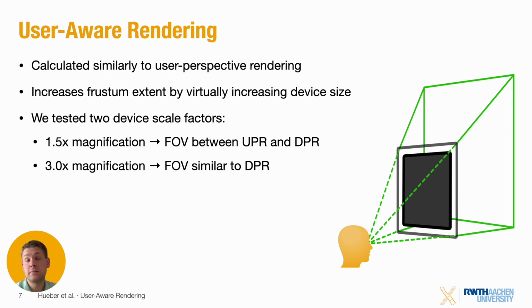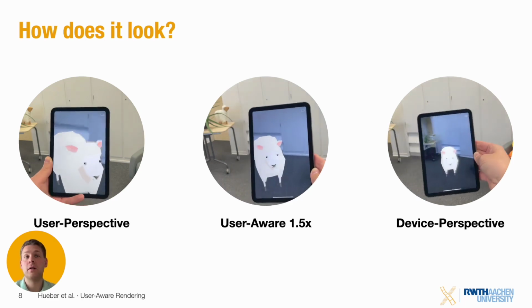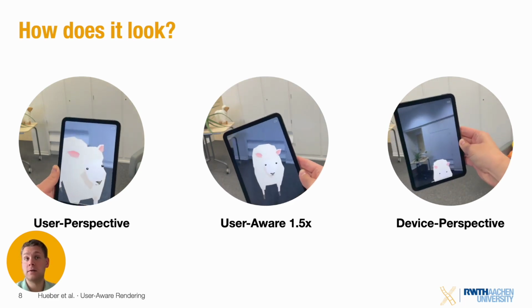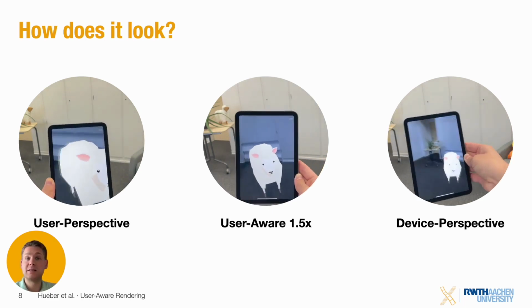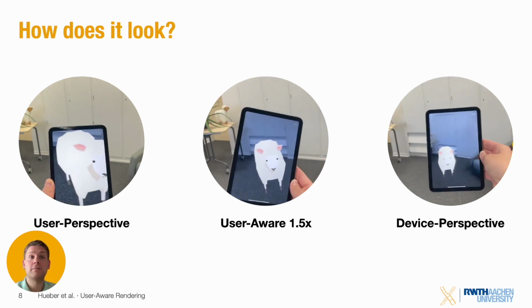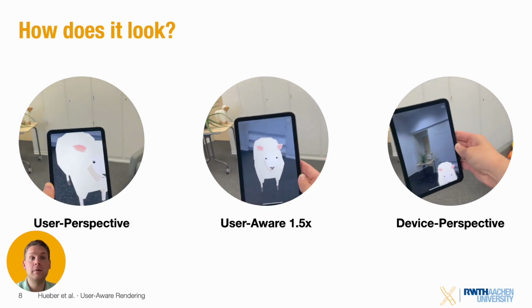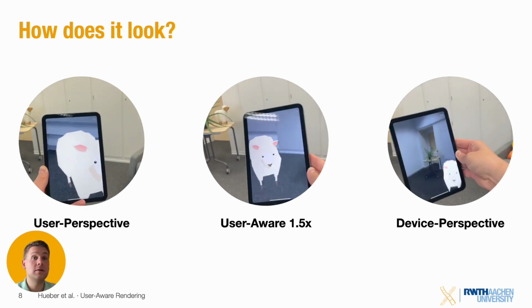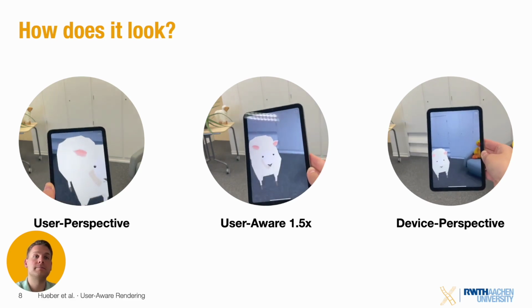We tested two possible scaling factors. With 1.5 times magnification, we obtained a field of view somewhere in the middle between user and device perspective rendering. And with 3 times device magnification, a field of view similar to device perspective rendering. Overall, our implementation, depicted here in the middle, results in screen content that is aligned with what the user sees from the real world. And unlike with device perspective rendering, the visible part of the scene remains stable, independent of the device being tilted or rotated in front of the user.